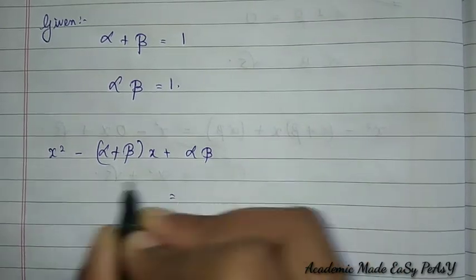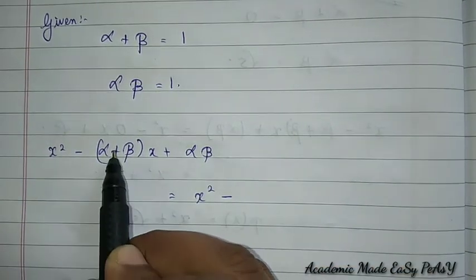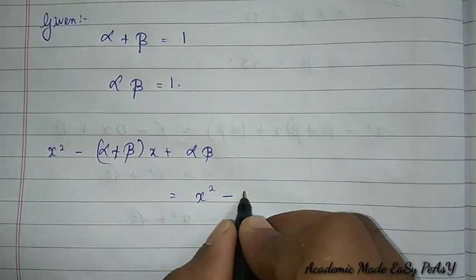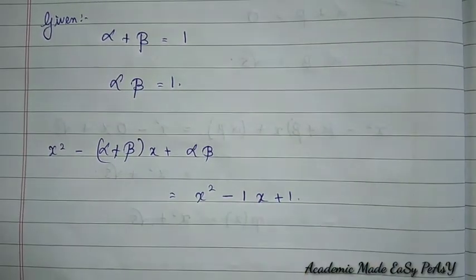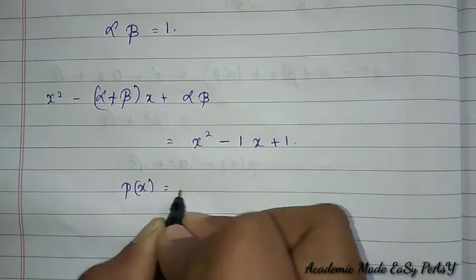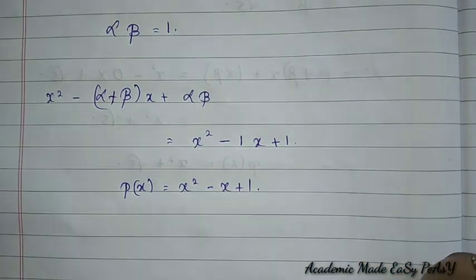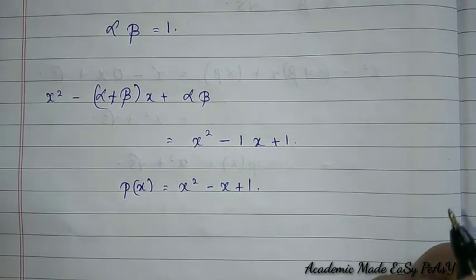So now what is x square? I will write it as it is, minus what is alpha plus beta? 1. 1x plus 1. So now what is p of x? So p of x is equal to x square minus x plus 1. This is the required polynomial.